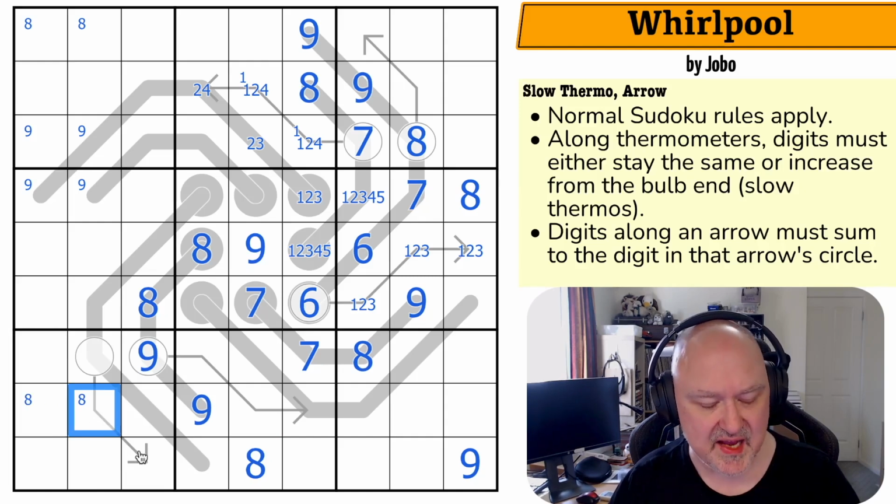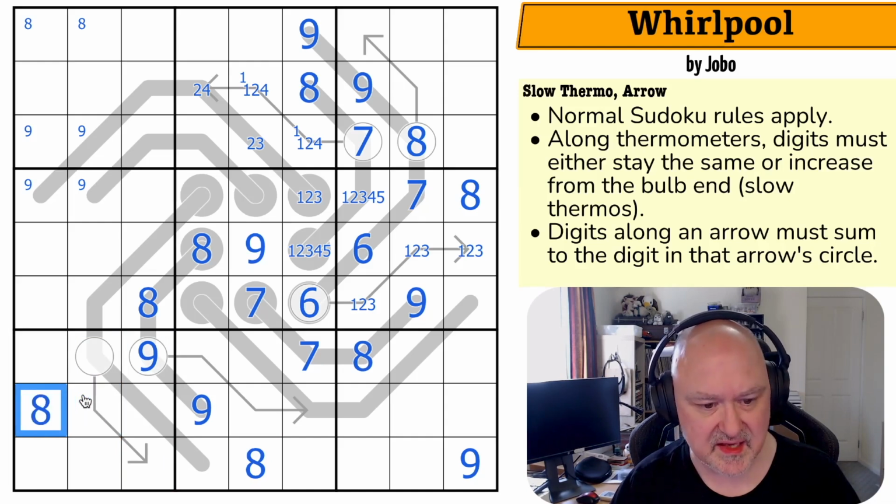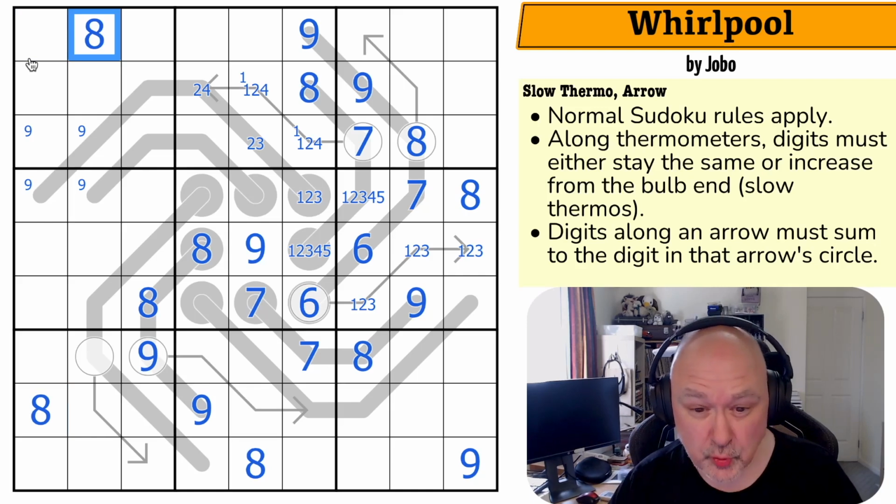Now, if this was an 8, the minimum this could be would be 1, and that would have to be a 9, and it can't be. That's not the 8, that's the 8. Looking up saying that's not the 8, that's the 8. This is incredibly good fun.